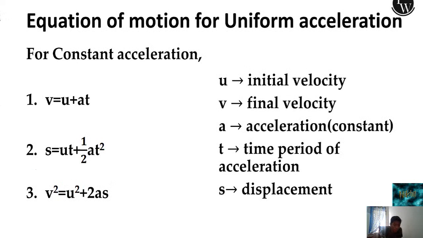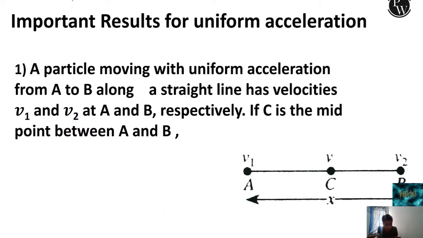Now let's come to the last topic, equations of motion for uniform acceleration. Most of you know: v is equal to u plus at, s is equal to ut plus half at square, and v square is equal to u square plus 2as. Now there are approximately three important short rules I have added, so let me dictate them. Let me take a laser pointer for this.